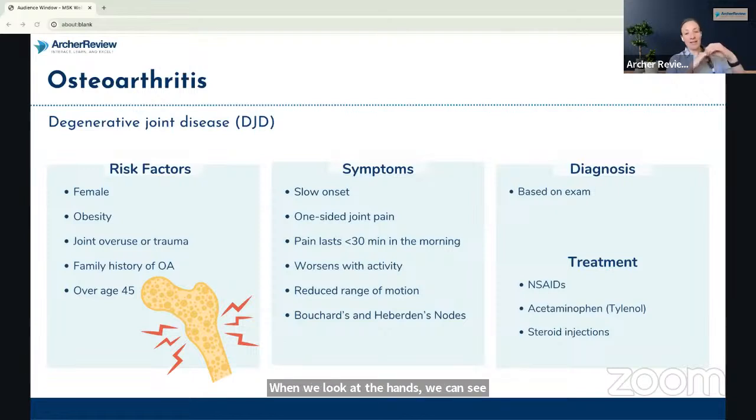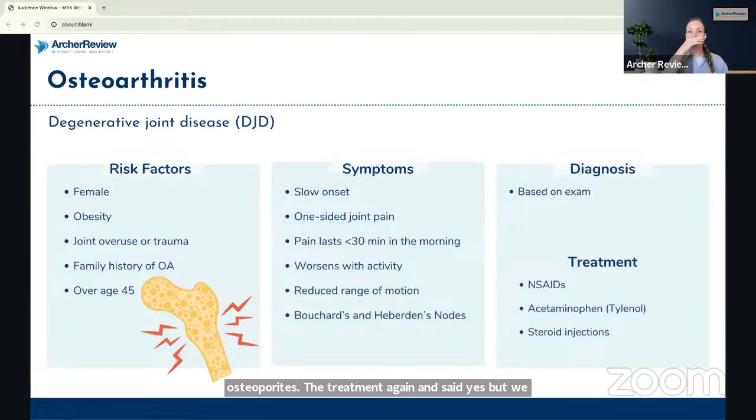When we look at the hands, we can see the Bouchard's and the Heberden's nodes. So in the proximal, you can see those nodes there, and then the Bouchard's, which is in the distal interphalangeal joints, okay? We can diagnose this based on just exam. We can also obtain an x-ray, and what we would see is joint space narrowing, maybe some bone spurs or osteophytes.